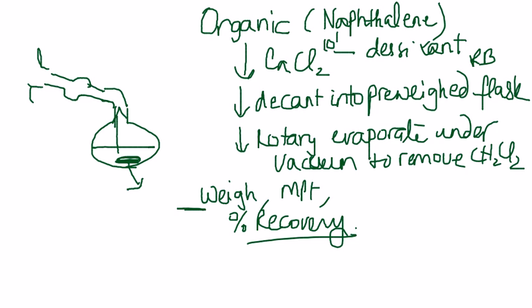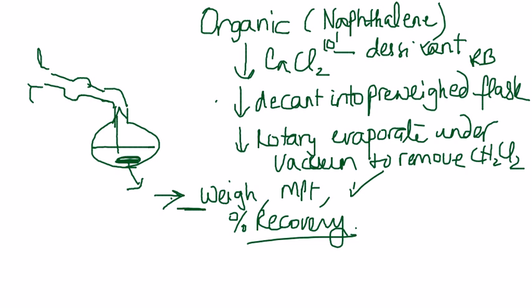And what you have remaining, you're going to take a mass of that. So the final mass minus the initial mass of the round bottom flask should give you the mass of naphthalene. You will determine the melting point and also calculate the percentage recovery of this system.